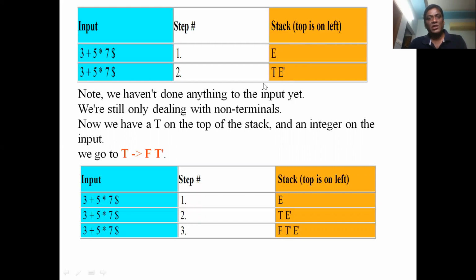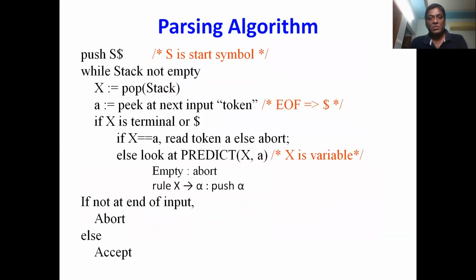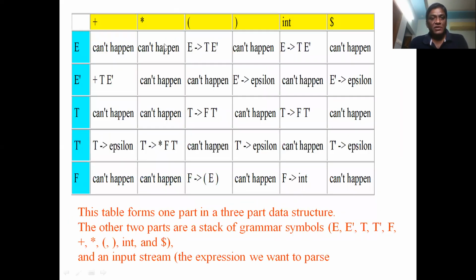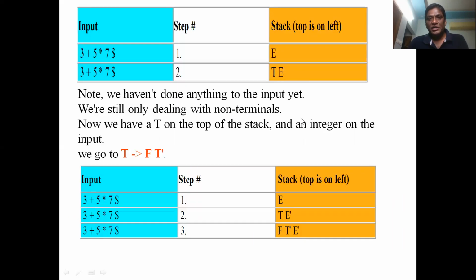Now what is the combination? Variable T with integer 3. T with the int. It is saying FT dash. So in place of T, you have to substitute FT dash. Now the stack becomes FT dash E dash. Again, there is no change in the input pointer. It is still pointing to 3.